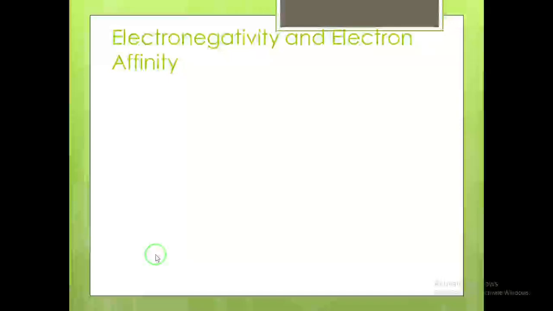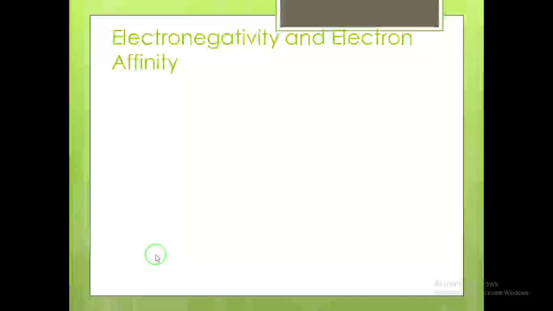Now we go to electronegativity and electron affinity. Can you see that it's similar to what we just did? Electronegativity is directly opposite to electropositivity. We said fluorine has the least electropositivity, but it has the highest electronegativity.